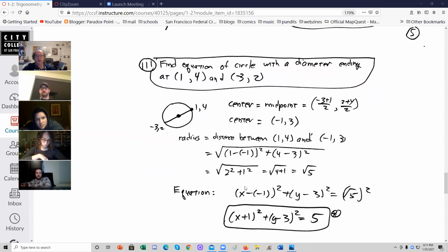So the equation is x minus -1 squared plus y minus 3 squared equals root 5 squared. Remember, this is r, root 5. What we need here is an r squared. People sometimes get those confused. So after a bit of simplifying, x plus 1 squared plus y minus 3 squared equals 5 is the equation of the circle.